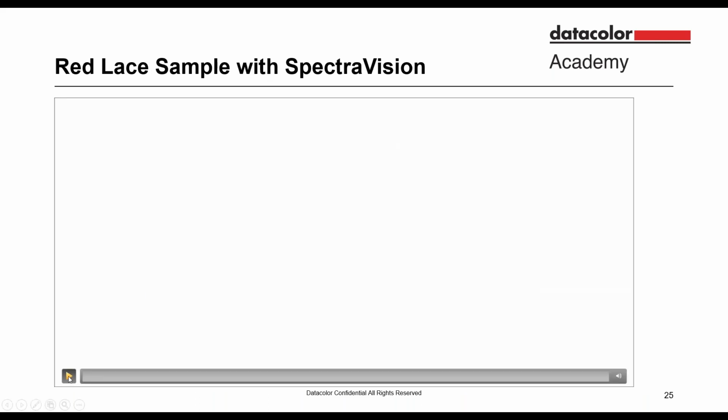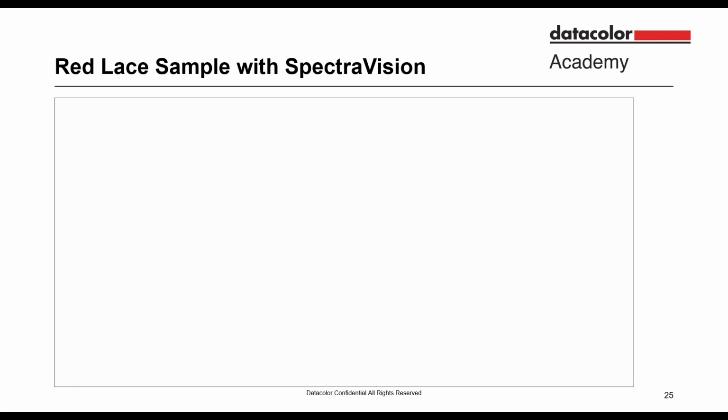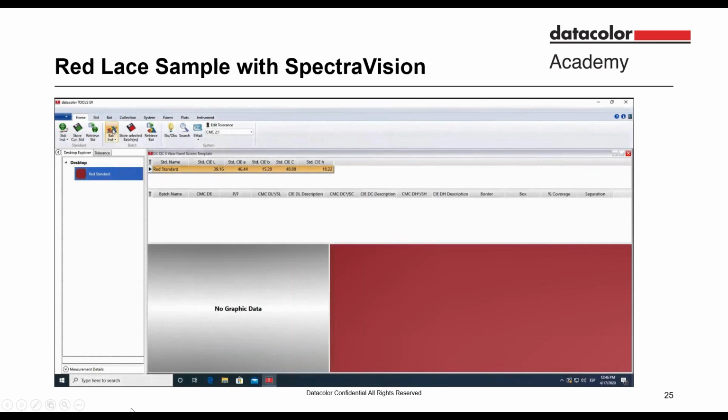In the video, I'm going to show you very quickly how we can measure a red lace sample using this technology. It's a rendering of the possibilities that we have, very quick. And on a material that typically is not possible to measure with a regular spectrophotometer without capturing some of the background, as we have seen before. So it uses a very similar program called Tools SV. We are measuring a red lace sample against a solid red standard.